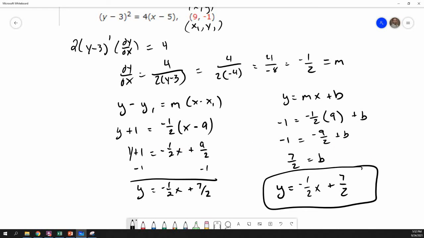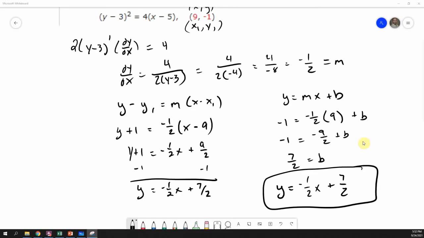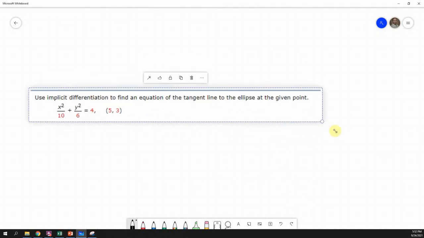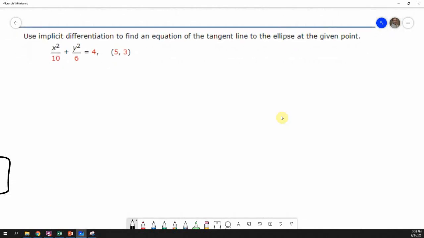Number 11. Use implicit differentiation to find an equation of the tangent line. Same exact problem, just a different type of implicit differentiation. Start by finding the slope, and then use point slope form or y equals mx plus b. So I'm going to rewrite this as 1/10 x squared plus 1/6 y squared equals 4. So I get 2 times 1/10, or 1/5, x plus 2 times 1/6, or 1/3, y dy/dx equals 0.